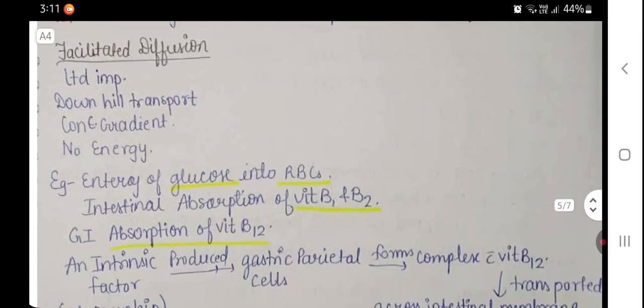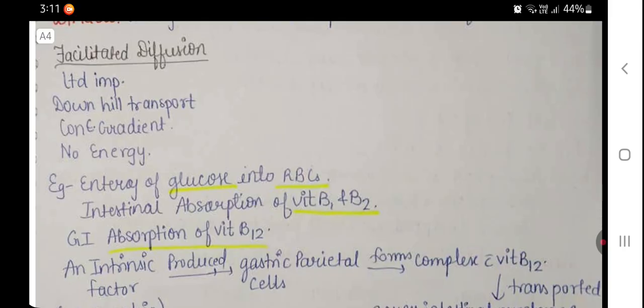What is facilitated diffusion? It is less important in the absorption of drugs than downhill transport. The drug moves down the concentration gradient, so it is downhill transport. The driving force involved is the concentration gradient, with no energy expenditure. An example is the entry of glucose into RBC.